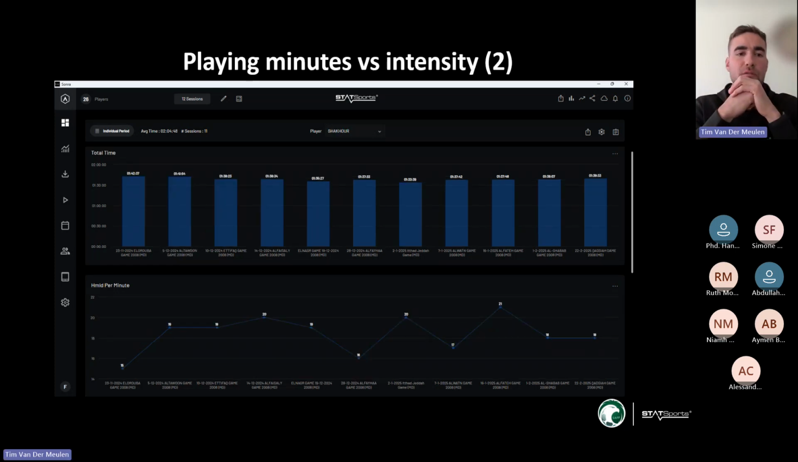Then I have another example within the individual period dashboard for a certain individual that played almost every match. As you can see, he played consistently every match throughout this period. And even though he played almost every match, he was also able to increase his intensity during those matches, based on this positive trend in the high metabolic load distance per minute. So this could be due to the fact that he increased his fitness over time. So again, really valuable information to provide feedback to a player or a coach.